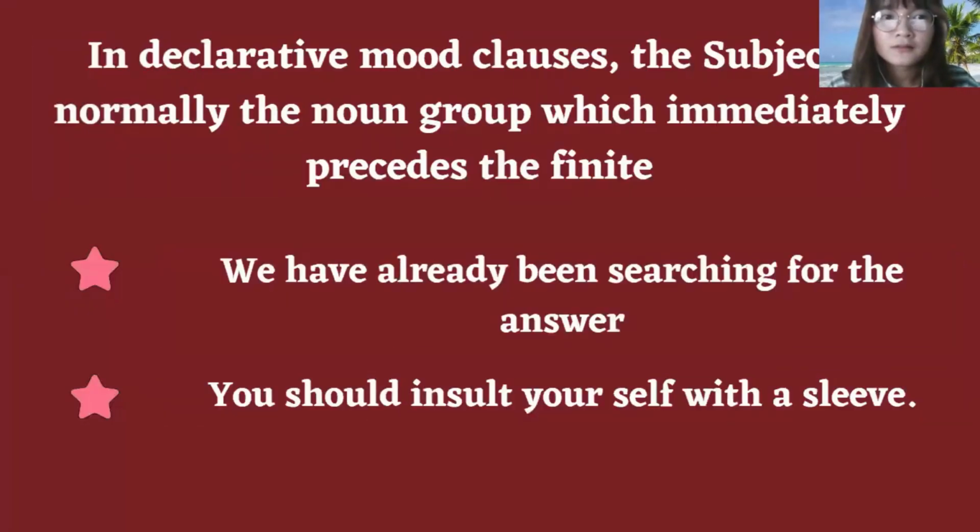Okay, and the last one I will talk about is the subject in declarative mood clause. The subject is normally the noun group which immediately precedes the finite. For example, "We have already been searching for the answer." In this sentence, we is the subject and have is a finite verb. Or "You should insult yourself with a sleeve." And you is the subject and should is the finite verb.